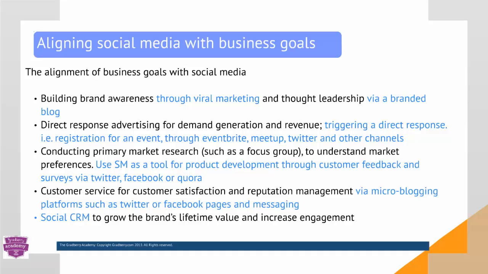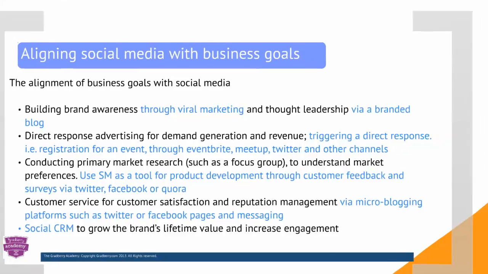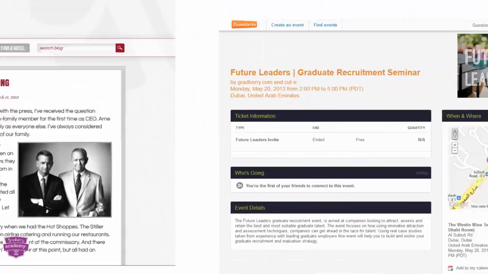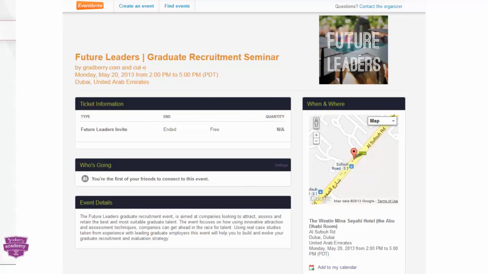Moving on, direct response advertising for demand generation. I mentioned what this was earlier in terms of events, but here you can see you can trigger a direct response via registration for an event through Eventbrite, Meetup, Twitter, and other channels. We talk more about Meetup later in the course, but let me give you an example of Eventbrite. At Gradbury, we had a Future Leaders event. It was a graduate recruitment seminar, and we had HR professionals from around the region attend to learn about best practices on recruiting graduates.